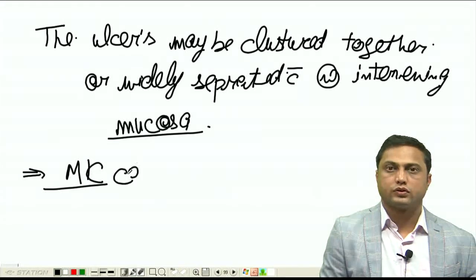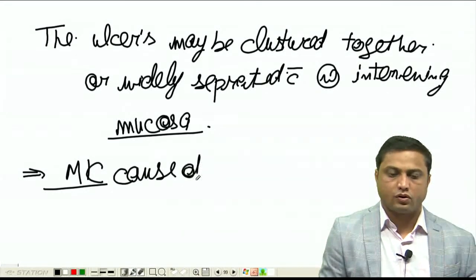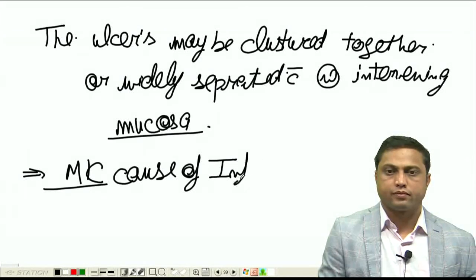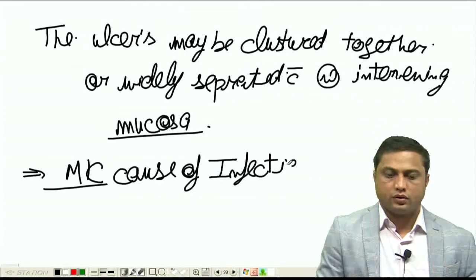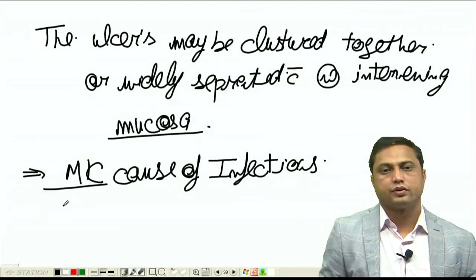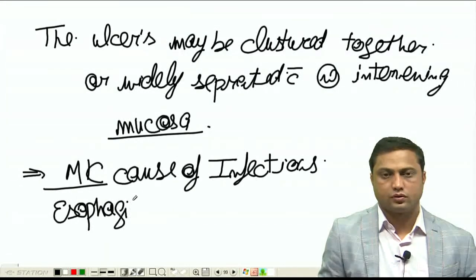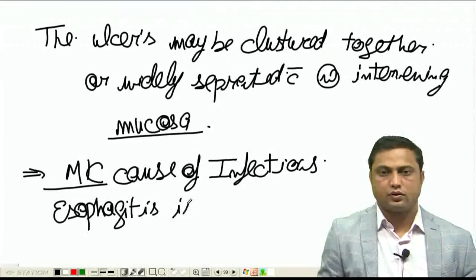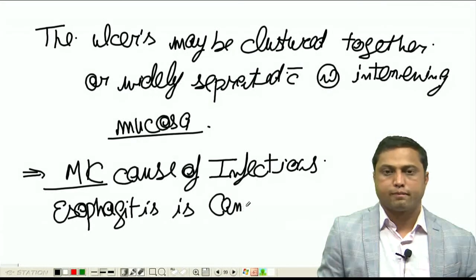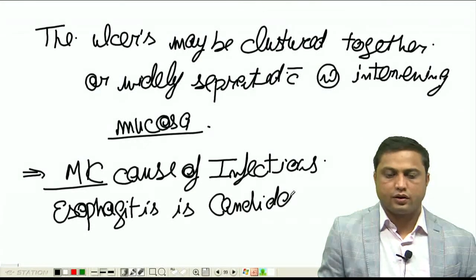Most common cause of infectious esophagitis is Candida esophagitis.